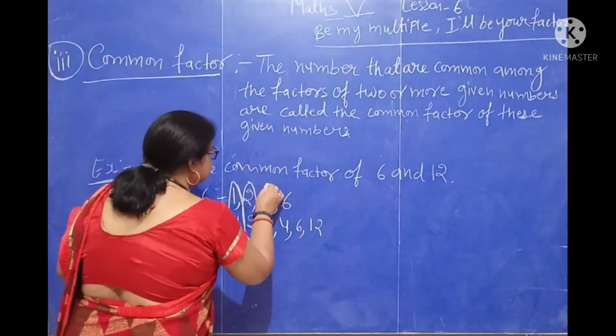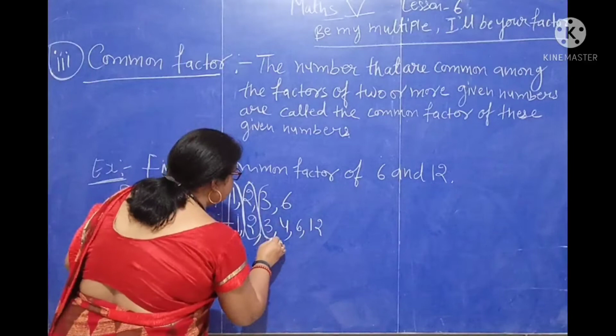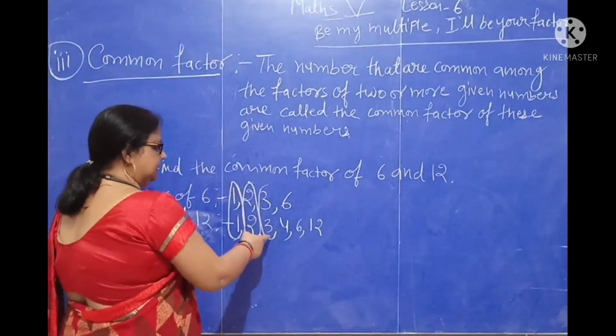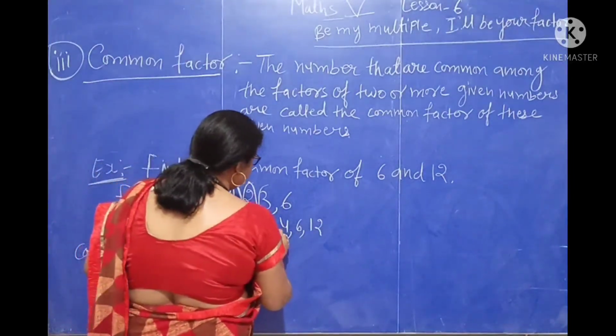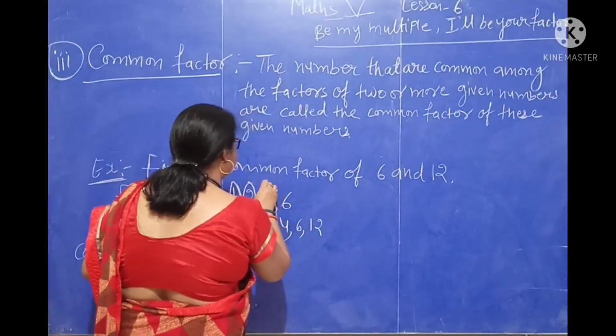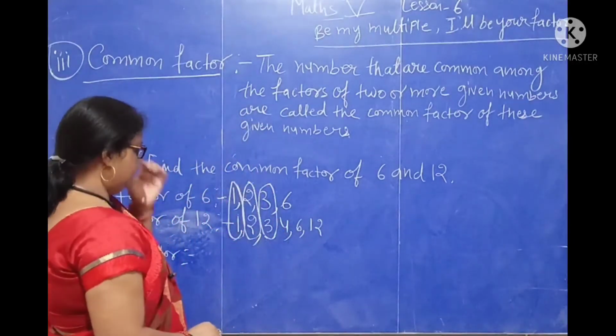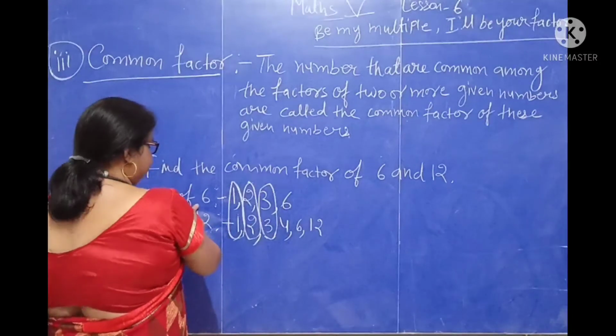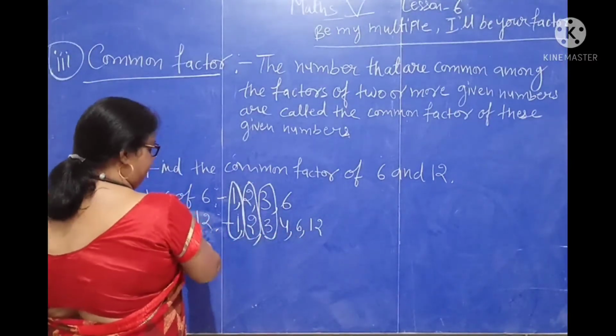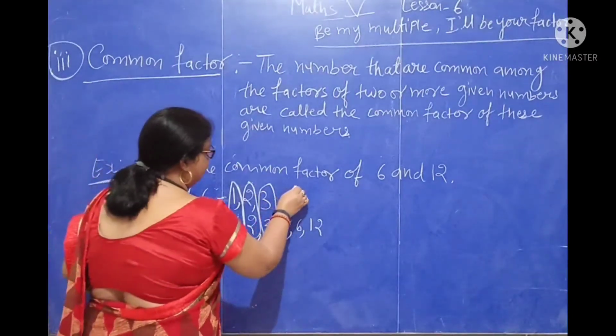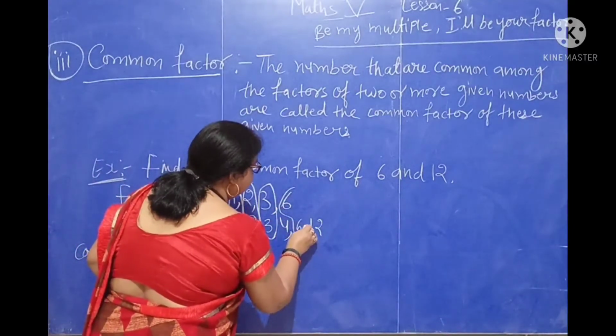Now 3 is a factor of 6 and 3 is a factor of 12. So 3 is also a common factor of both numbers. And now 6 is a factor of 6 and 6 is a factor of 12. So 6 is also a common factor of 12 and 6.